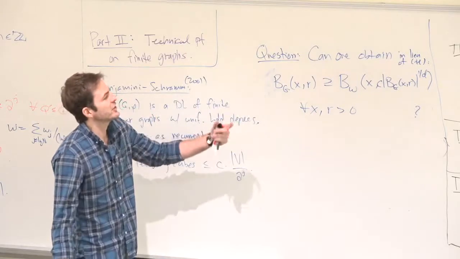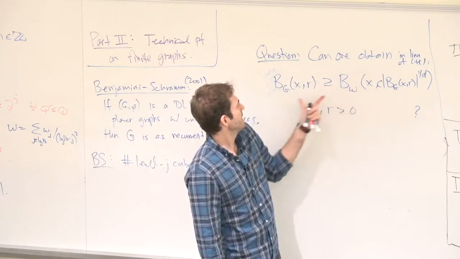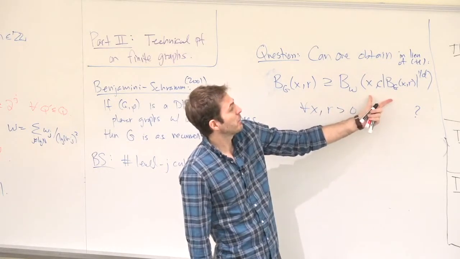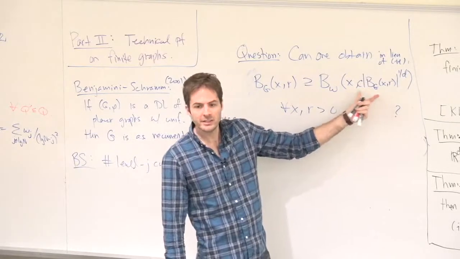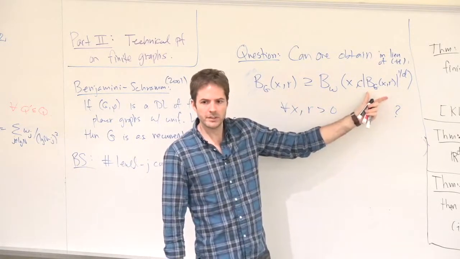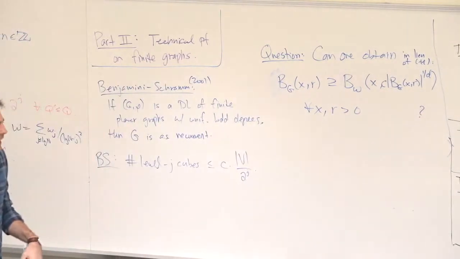So this condition implies 2. I mean, if you have this, then you're bounding the number of points in this ball by the radius to the d, because it's contained in a graph ball. And this is the cardinality of the graph ball to the 1 over d. So this is a stronger condition than 2. Okay, sorry.